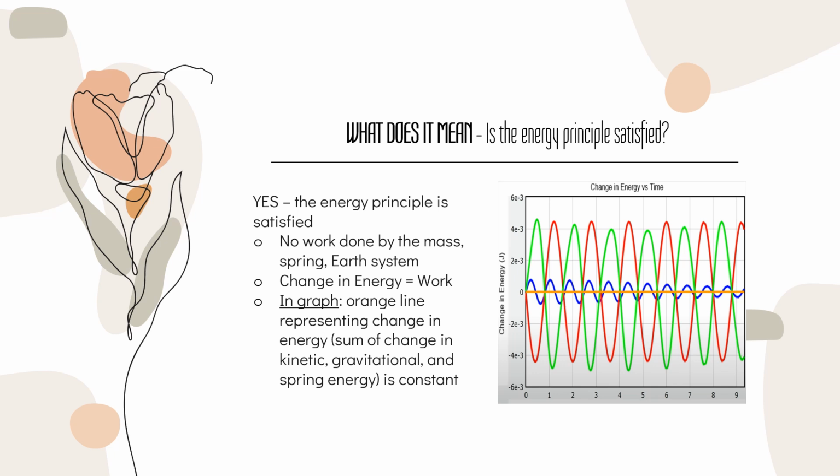So what does this mean? Is the energy principle satisfied? Yes, the energy principle is actually satisfied because no work is done by the mass spring Earth system. The change in energy equals work, and because work equals 0, it shows that this is satisfied. And in the graph to the right, we can see graphically that the orange line represents the change in energy, which is the sum of the change in kinetic, gravitational, and spring energy, and is constant, and all the waves for all the individual ones are also constant, going up and down.